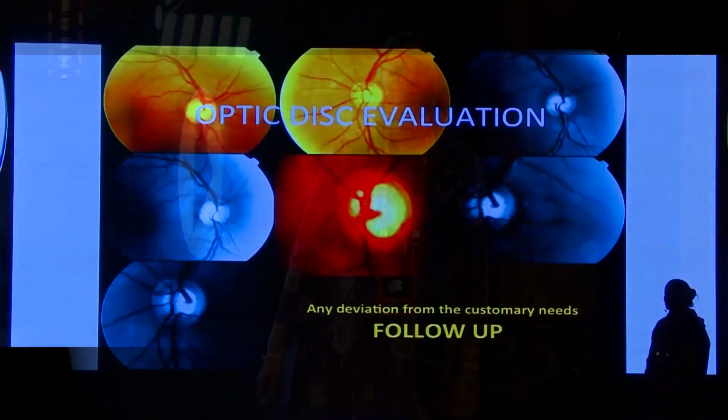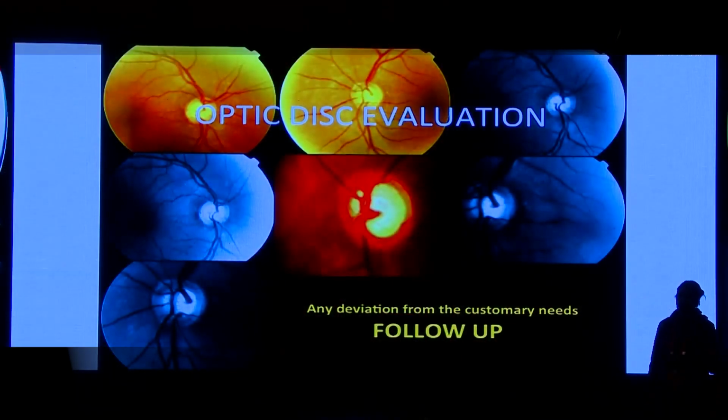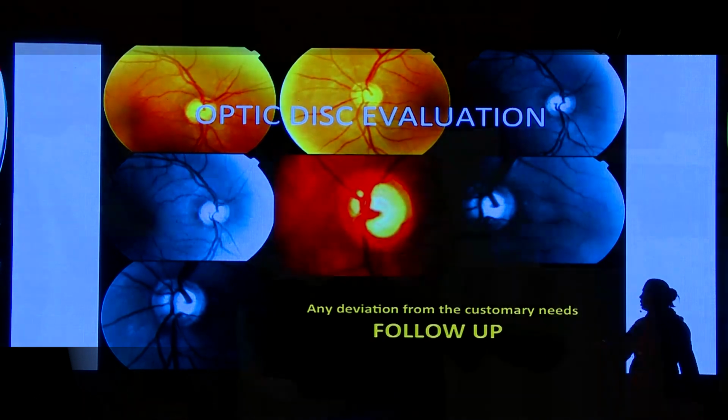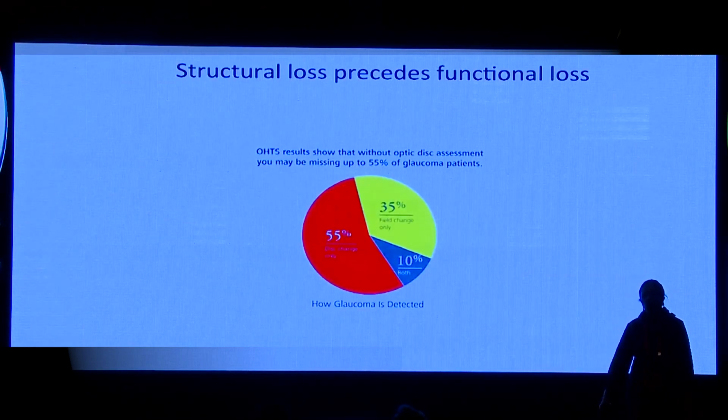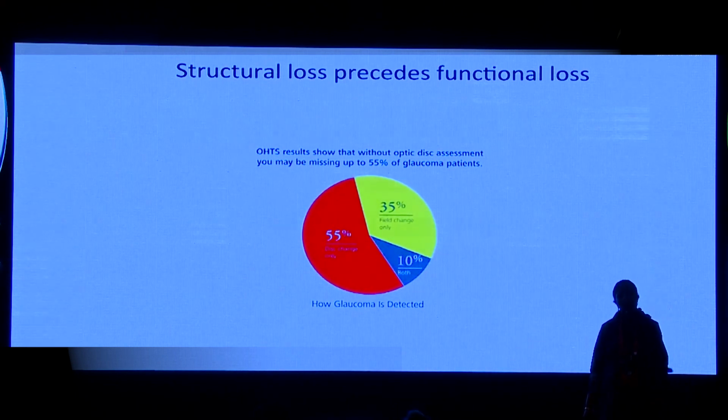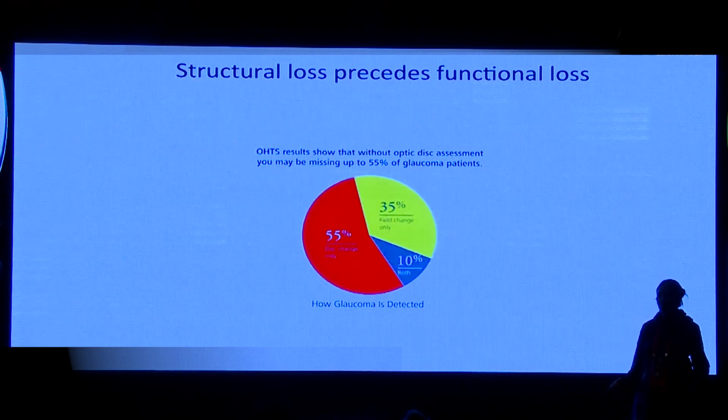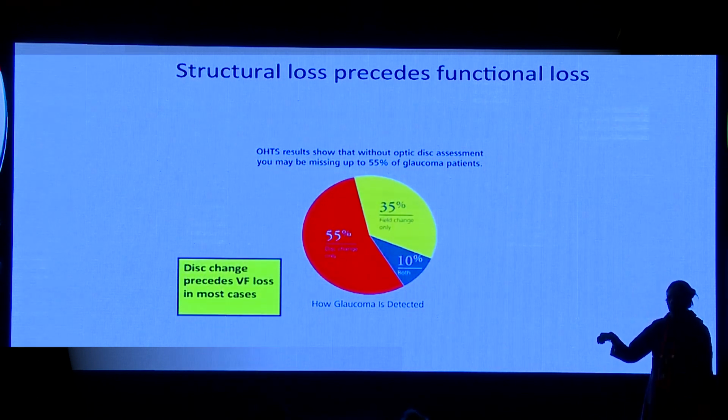Coming to optic disc evaluation, which is perhaps the most important aspect of diagnosing glaucoma clinically. When I look at a disc like this at my office, I would actually wonder whether this kind of a disc is glaucomatous. So structural loss, as we all know, precedes functional loss, and if you do not examine the disc carefully, you could actually miss 55% of your patients.